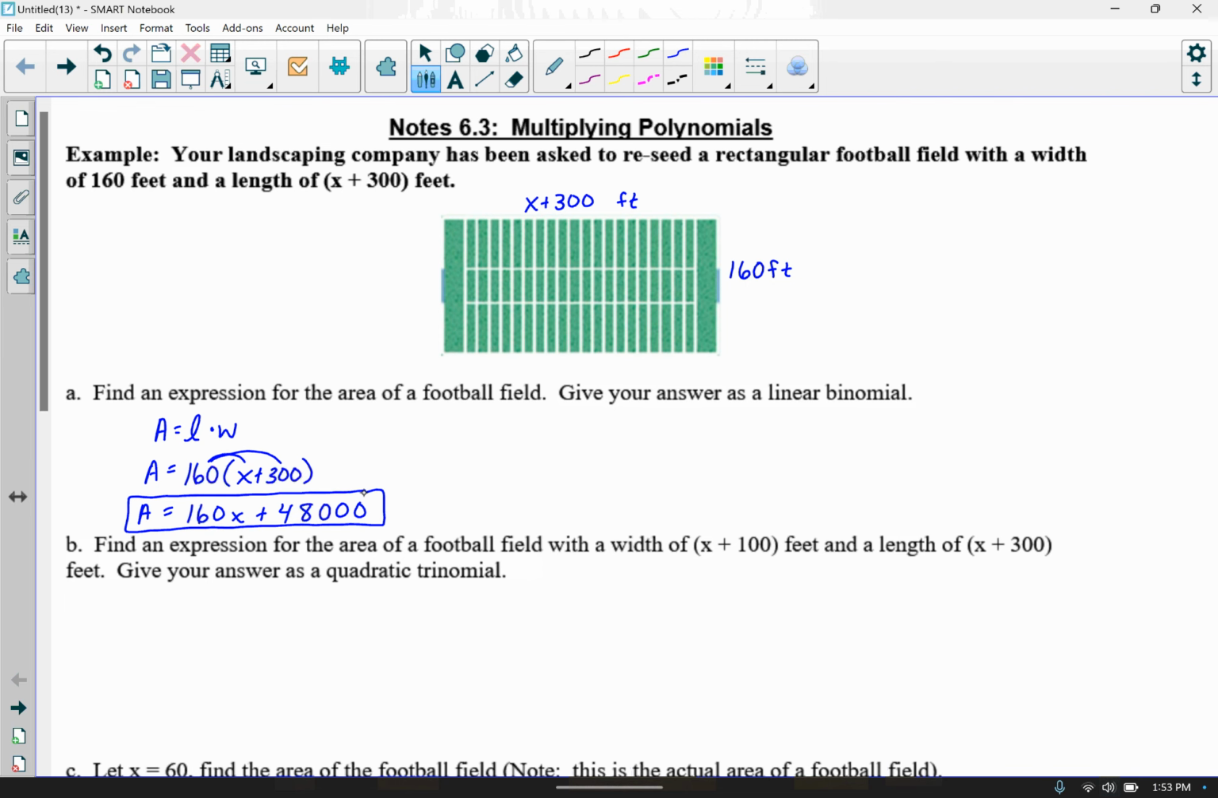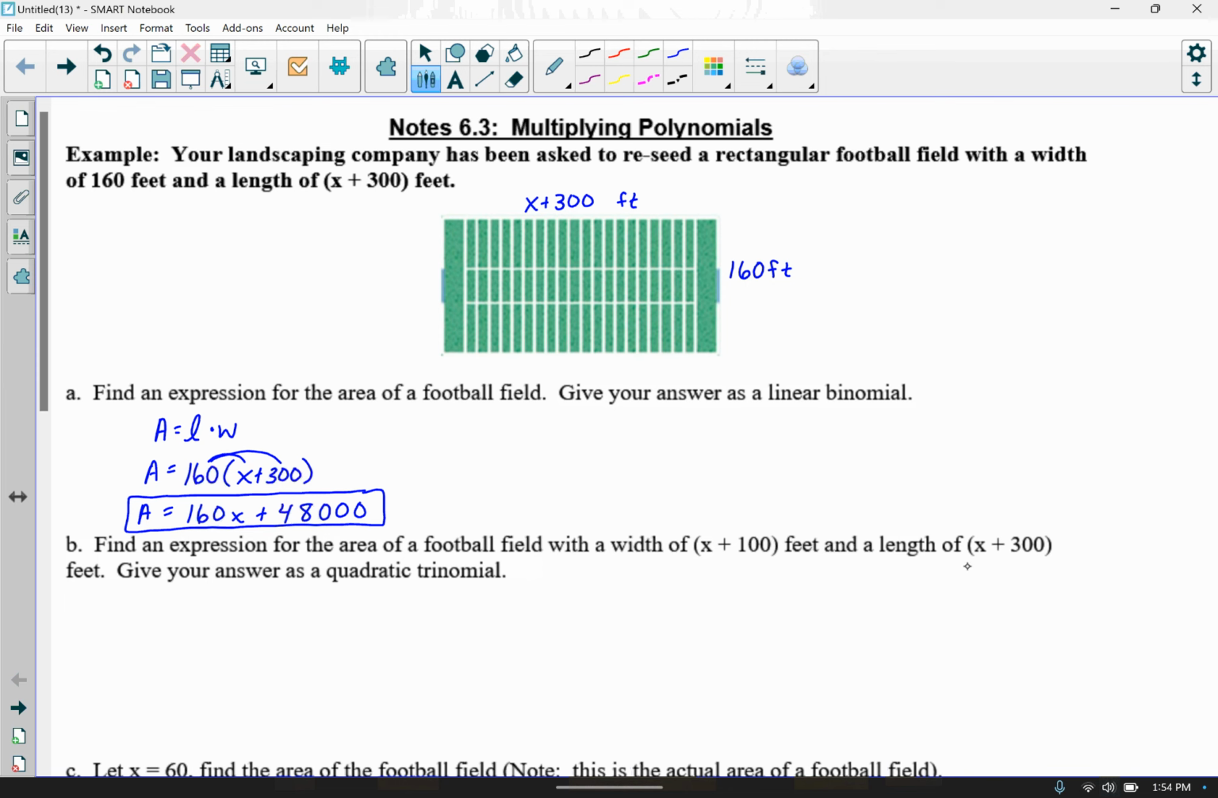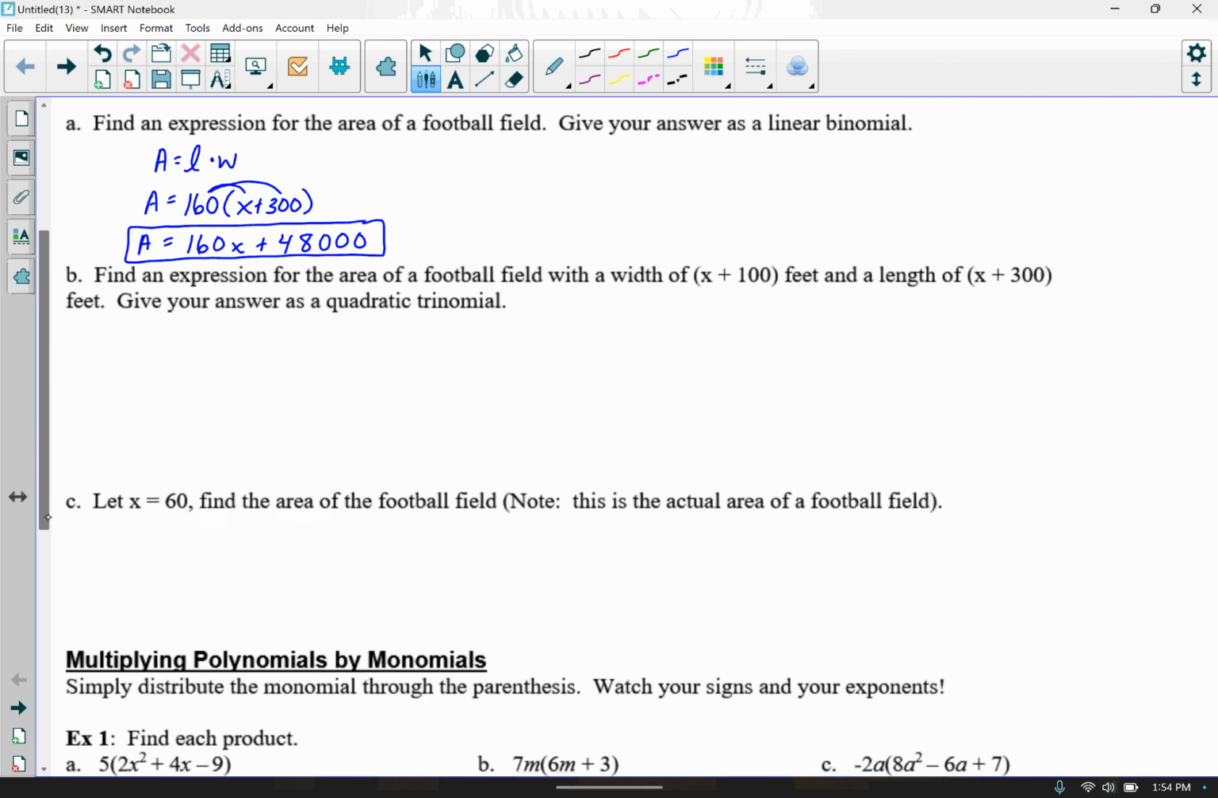All right, so now let's move on down to part B. Part B says, let's find an expression for the area of a football field with a width of x plus 100 and a length of x plus 300. It wants us to give our answer as a quadratic trinomial. So again, area is still equal to length times width. Let's plug in our pieces here. We've got a length of x plus 300 and a width of x plus 100. What they mean by a quadratic trinomial is that they want us to multiply this, and we're going to talk more about this method in just a moment.